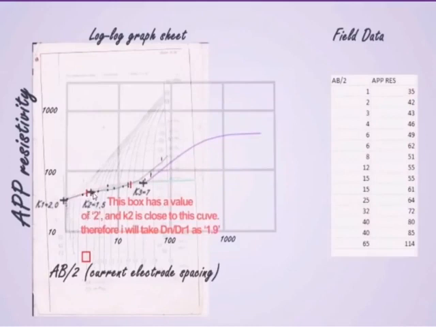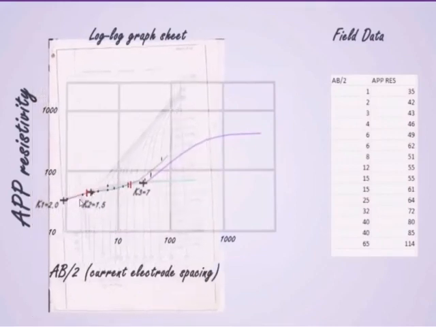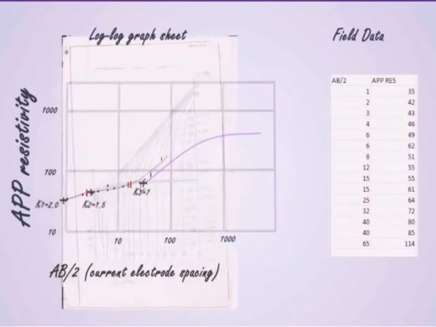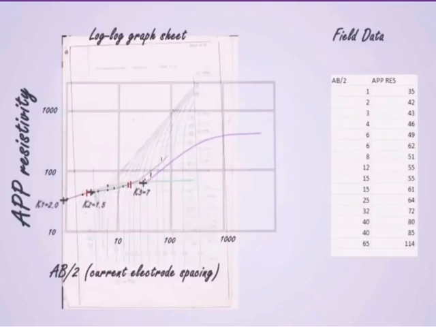And to get the second one, you put the K2 on the origin and read off the value of the curve that is close to K3. And in this case, if you look closely, the value falls on 7. Yes, this is 7 here. So the value of the box for the K3 is 7. So therefore my DNDR2 will be 7.